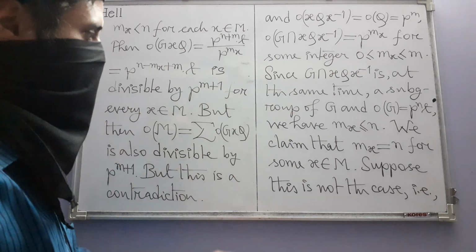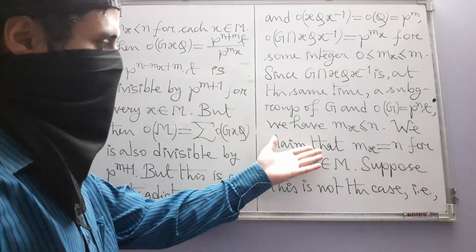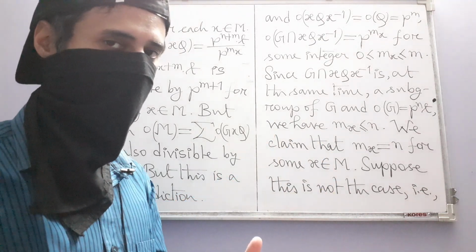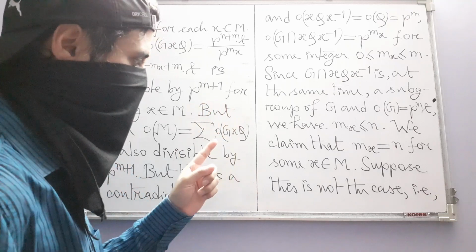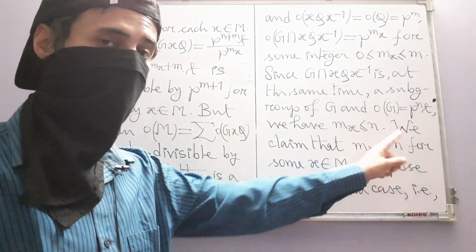So that means our supposition is wrong. So whatever we are claiming here is actually true. There is at least one element x in M for which that exponent mx must be equal to n.